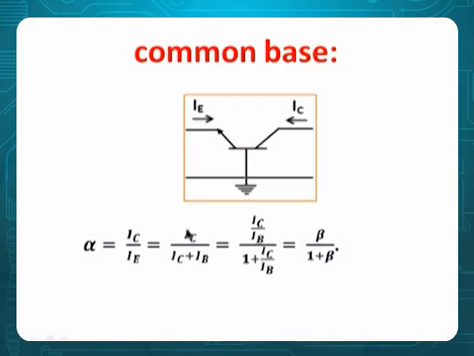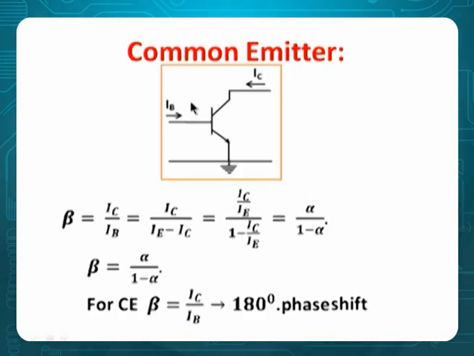Common base. IC by IE, IC by IC plus IB, this is the conversion. Base is common, output by input. Common emitter, IC by IB, this is the conversion possible. But when you look at this, you have 180 phase shift. You know why 180 phase shift? II is input, IO is opposite. II is entering, IO is leaving generally. So these two are opposite. That's why 180 phase shift.